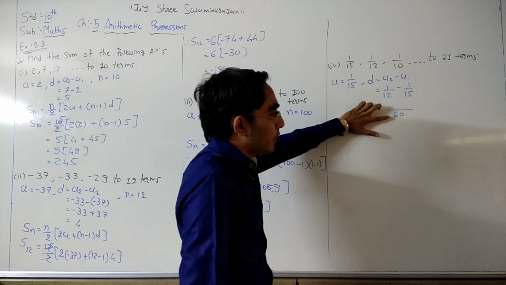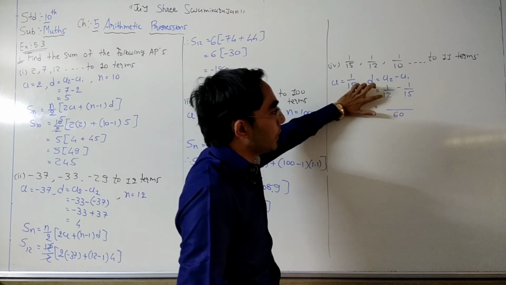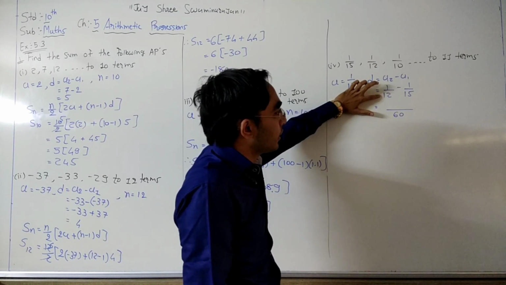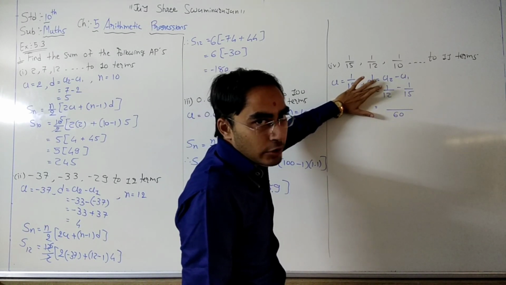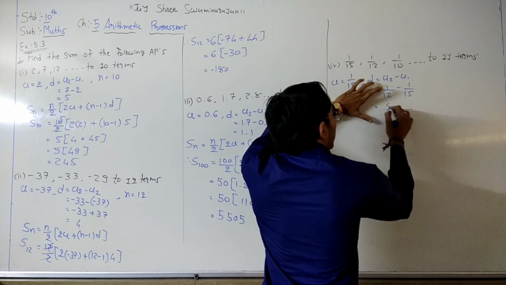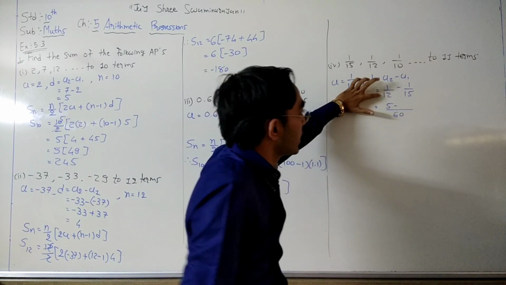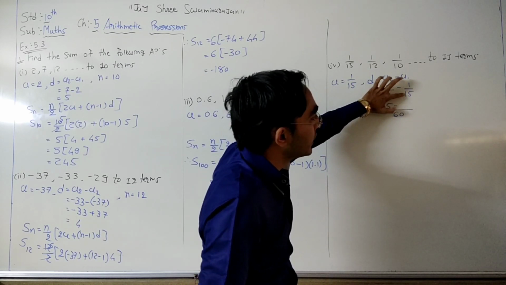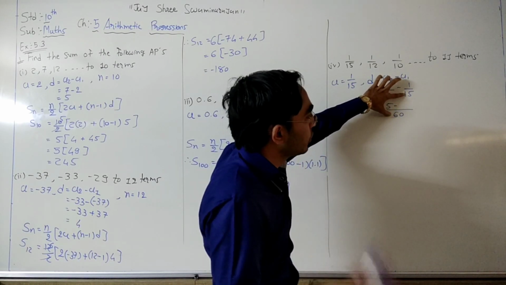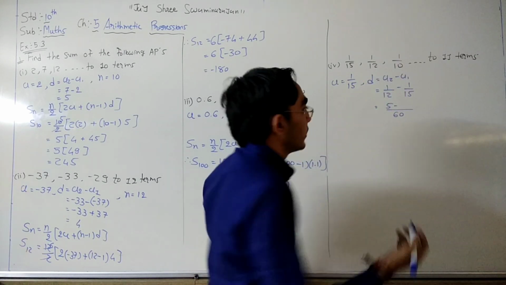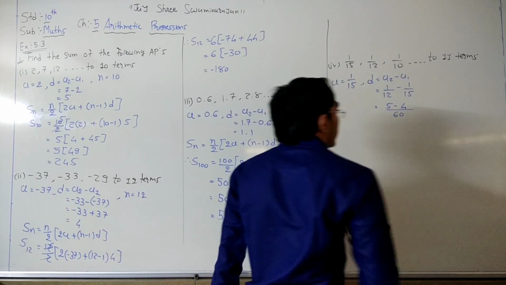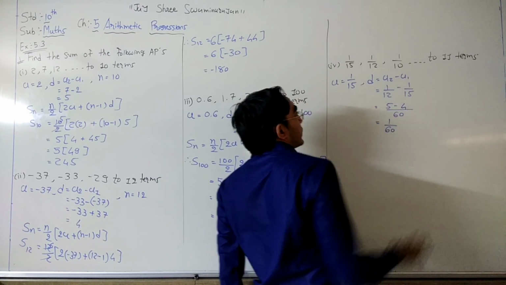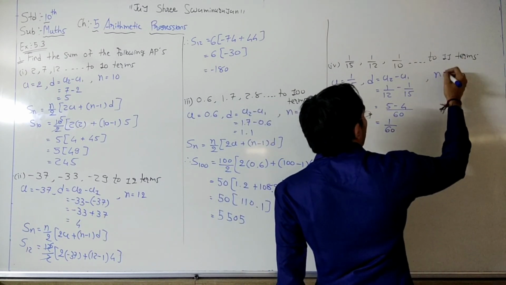So now we want the denominator 60. So how can we convert 12 into 60? 12 5s are 60. So the same thing we need to apply in the numerator: 5 1s are 5. Now the same thing here. 15 4s are 60. The same thing we need to apply in the numerator: 4 1s are 4. So this is the LCM. Now 5 minus 4, 1 by 60.